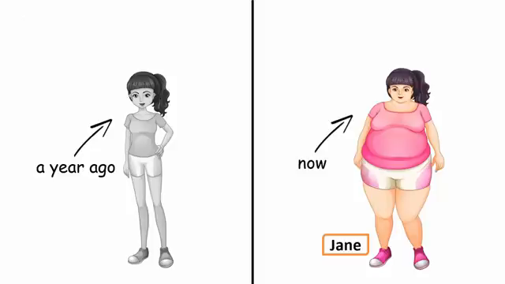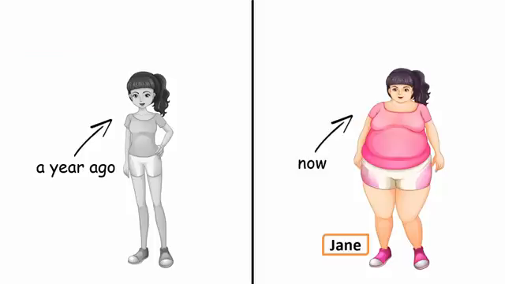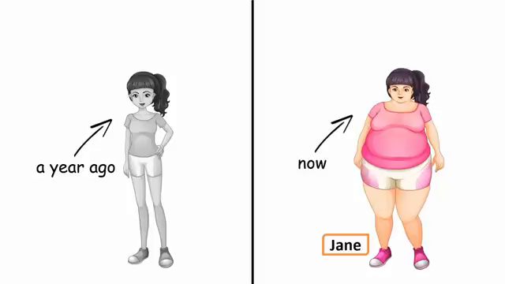She used to be thin. Did she used to be thin? Yes, she did. She used to be thin. She was thin a year ago. When was she thin? Well, she was thin a year ago. Was she thin a year ago? Yes, she was. She was thin a year ago.